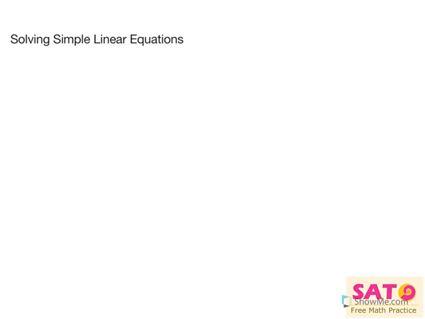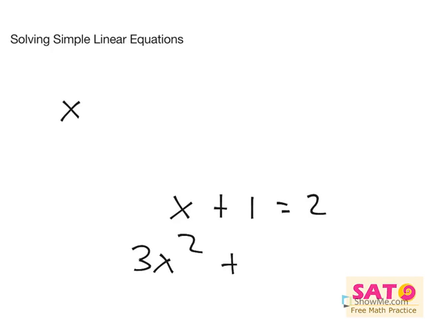And any equation has a variable, and it could be any letter, but the most common ones are x, y, and z. So in a linear equation, there's only one variable. Let's use x. Our linear equation could be as simple as x plus 1 equals 2, to as complex as some other examples like 3x squared plus, and stuff like that. And what we're going to talk about is how to solve it.